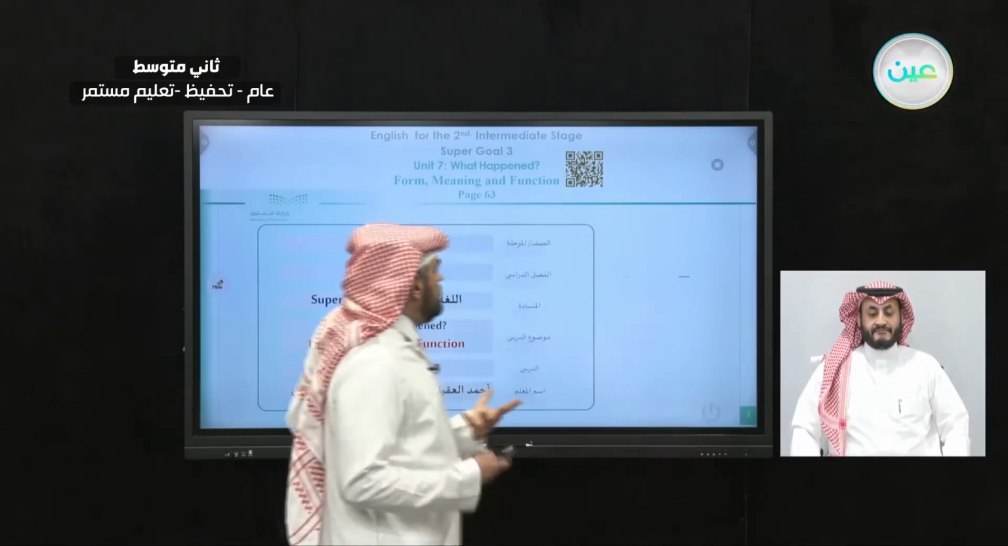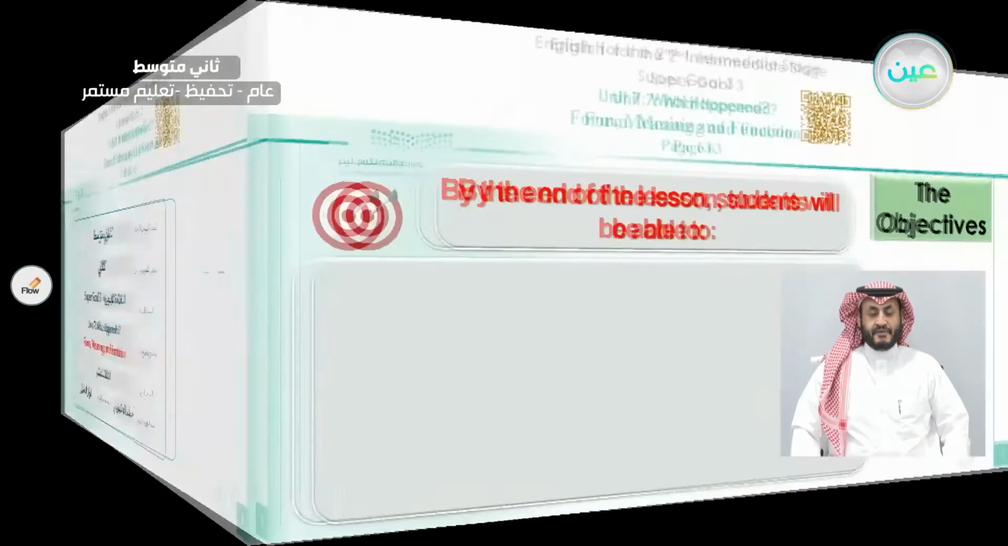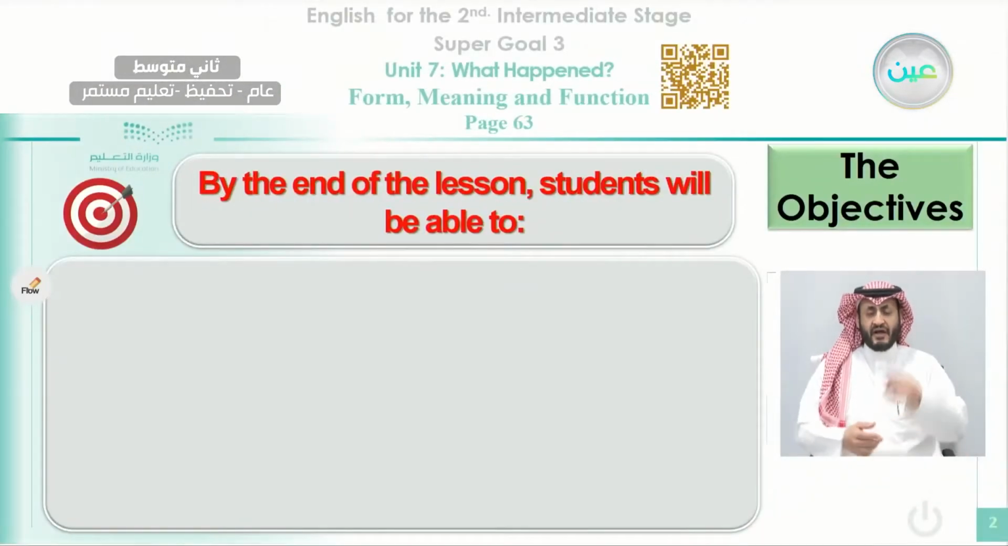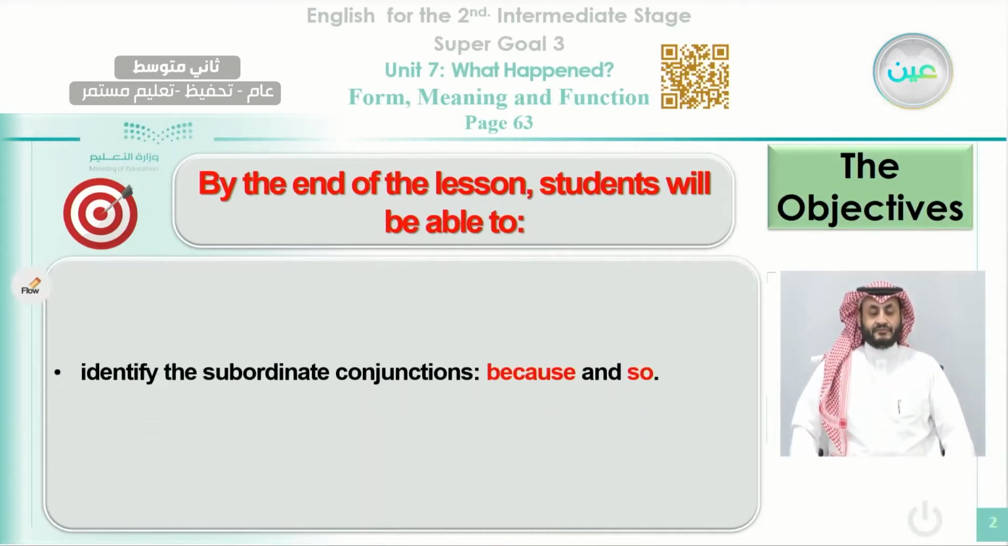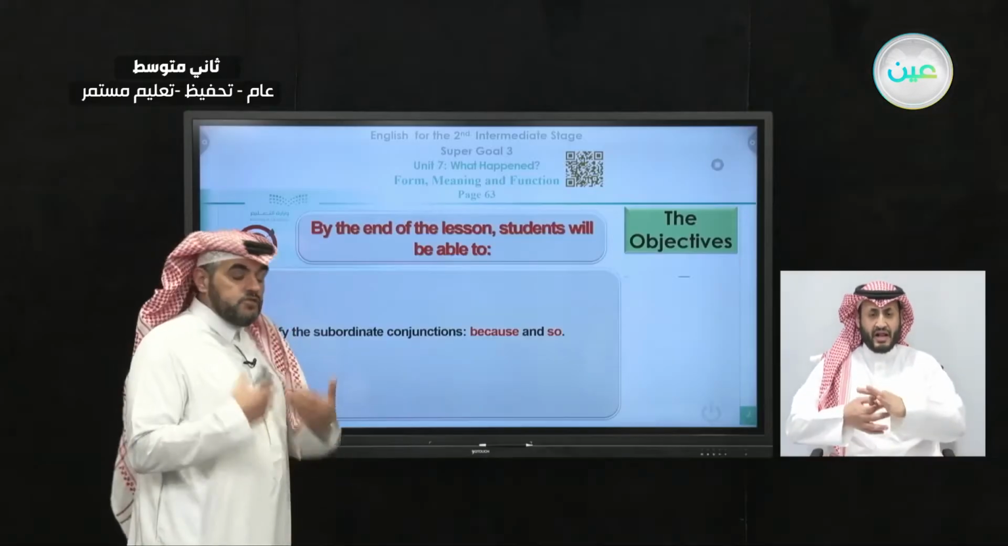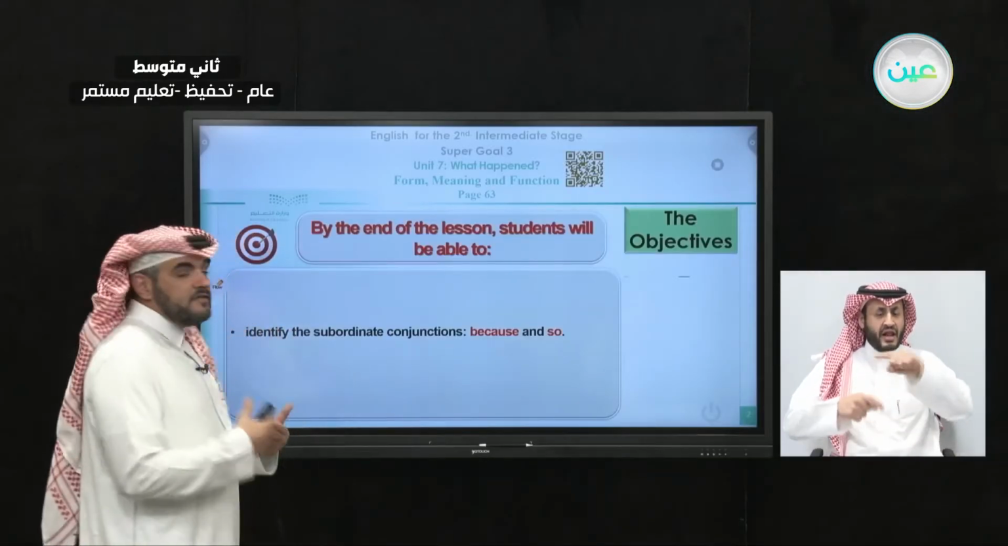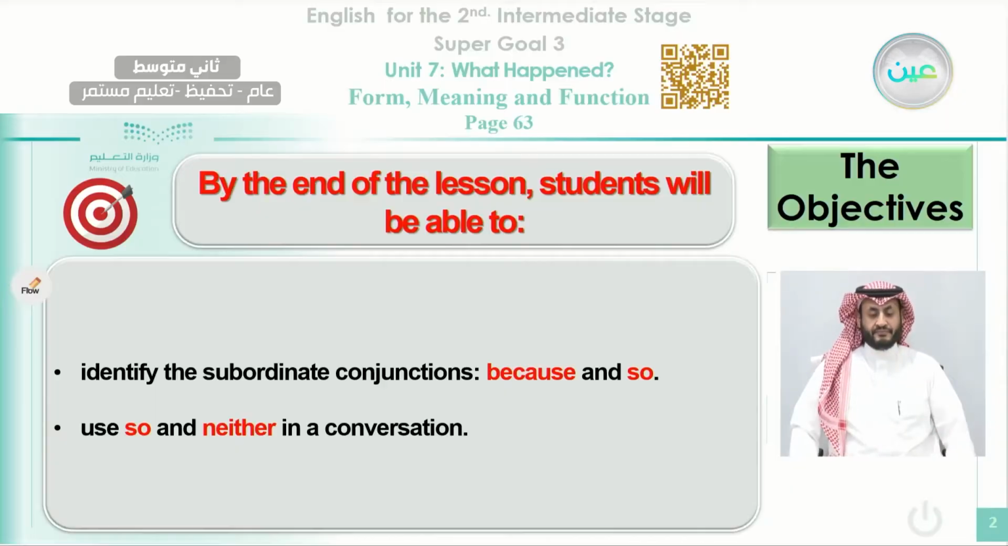Okay, as always, we start our class by reviewing the plan or the objectives, what we are planning to achieve at the end of this class, inshallah. The first objective: the students after this lesson will be able to identify the subordinate conjunctions because and so. Next, the student will be able to use so and neither in a conversation.